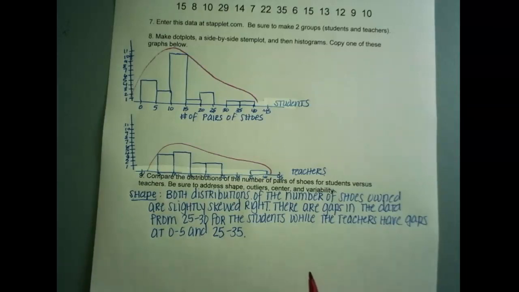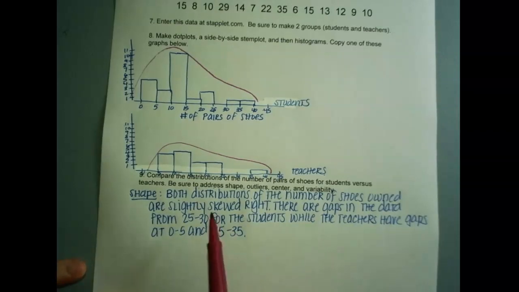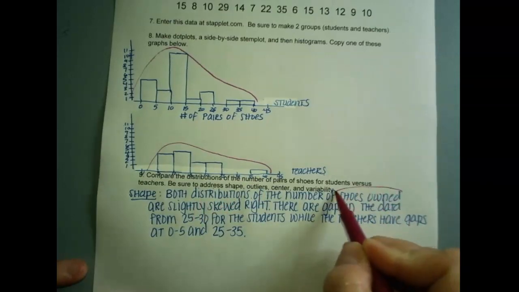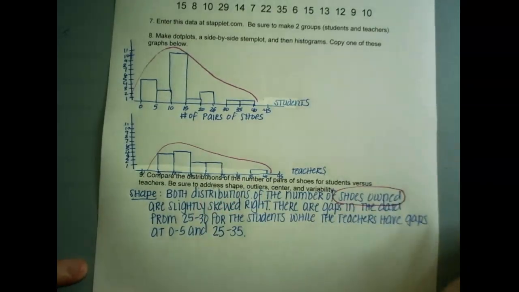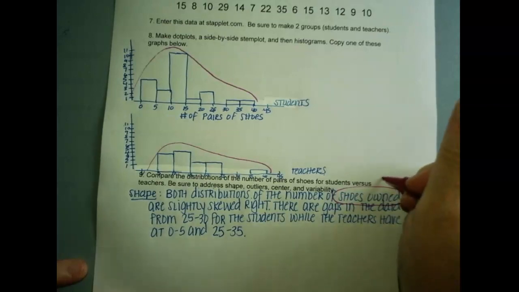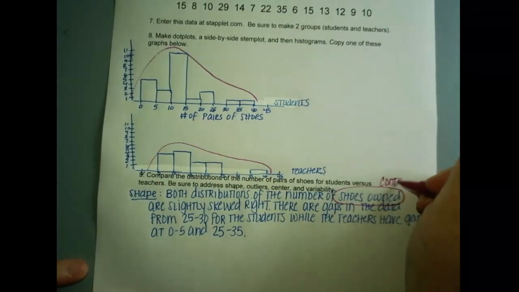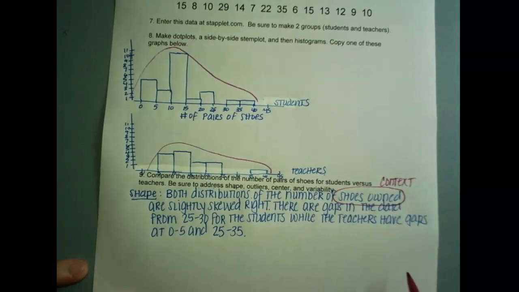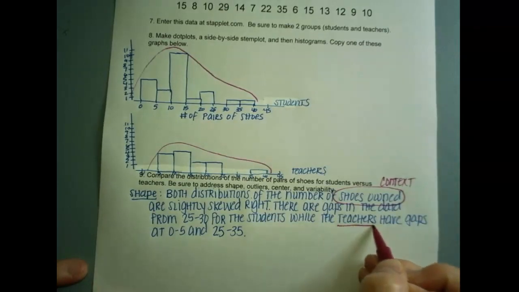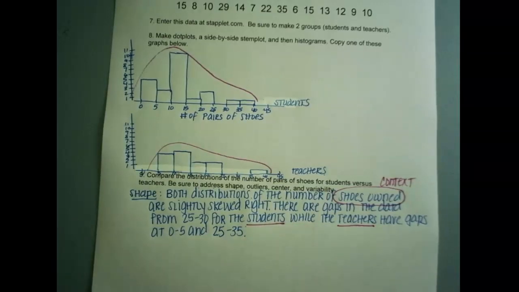So when we're talking about the shape, there's something called context. Context is what story is being told here. So we're talking about shoes owned, so I wanted to make sure I mentioned that shoes owned was in there. That's some of our context. And the other thing is I want to make sure that I'm referring to teachers and students. I talked about both because that's what our whole problem is about. So make sure you include the context of the problem.